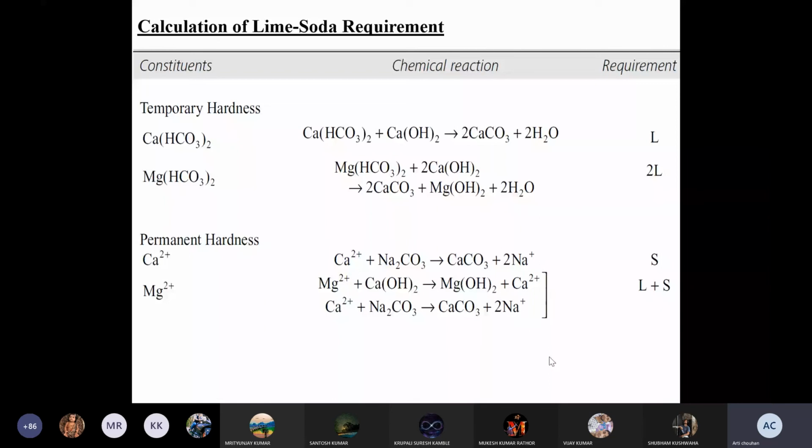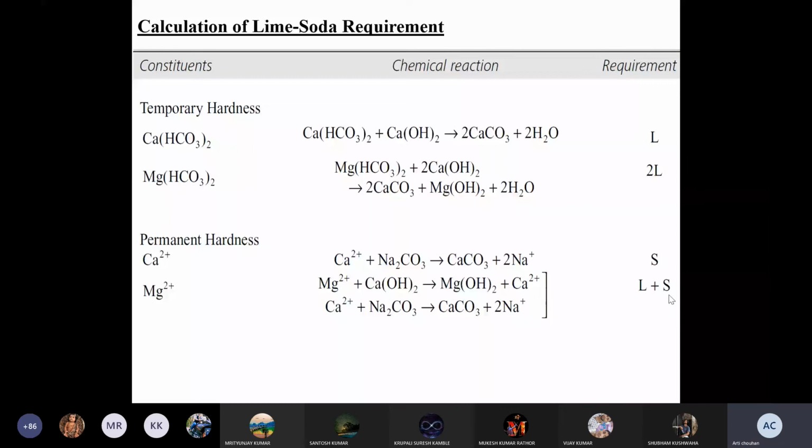Okay, so in this process as a whole, you can see if magnesium chloride or magnesium sulfate type of hardness substances are there, then these substances will require 1 mole of L and 1 mole of S. So the requirement will be L plus S. So both types of substances will be used for that softening process. Got it? So these are all the requirements where the different types of hardness consume a certain number of moles of lime and soda.